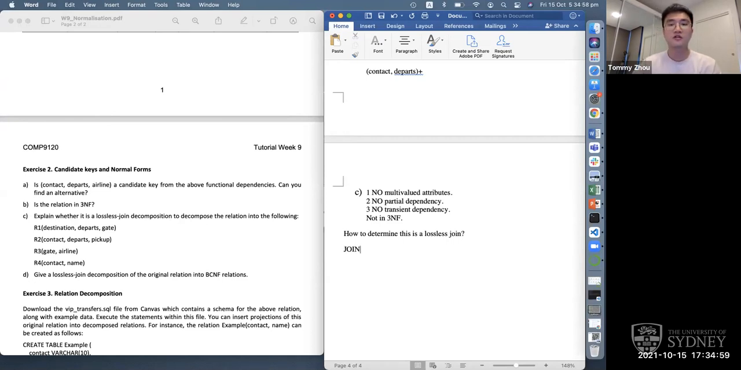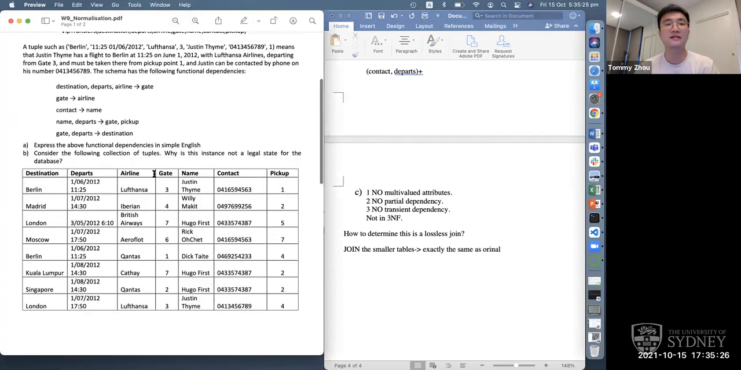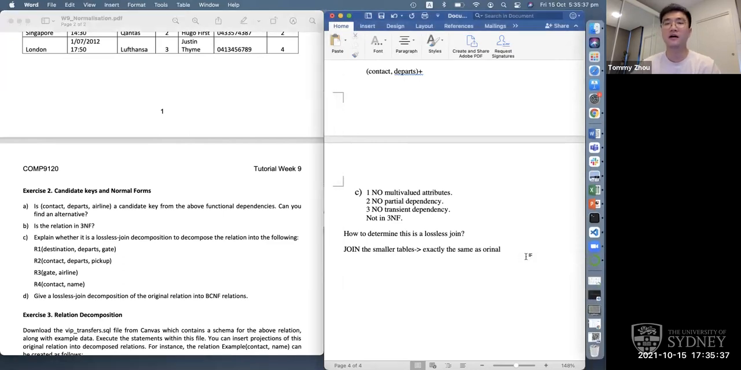That means if you join the smaller tables, you will get exactly the same as the original one. So that means when you join R1, R2, R3, R4, this is going to give you exactly the same as this table, right? However, you are not able to verify just by looking at these, and we can't actually join them. So how do we do this kind of question? Do we have any other way of verifying that?